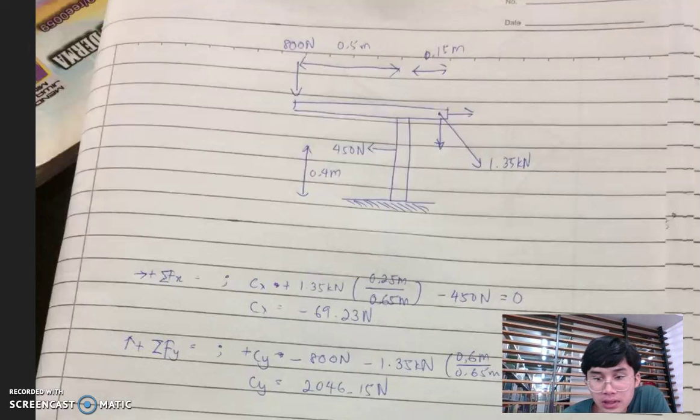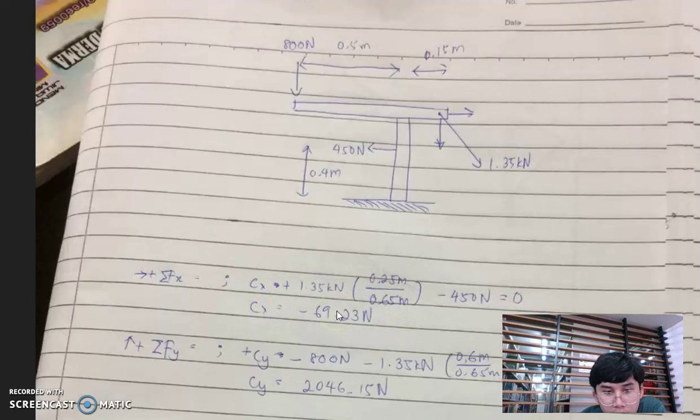the x component force. So Cx is plus 1.5, this is from here, and minus 450 newton is from here. So the total of x component is negative 69.23 newton.